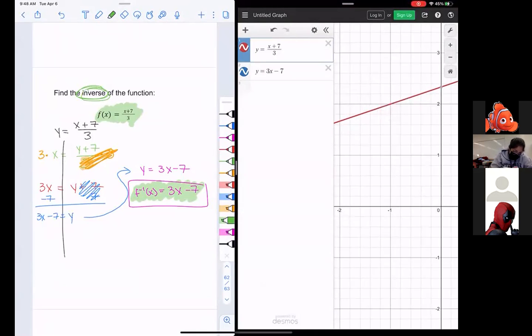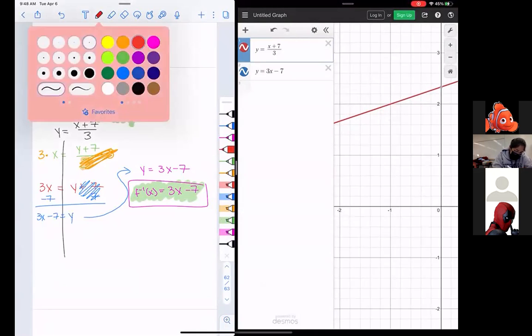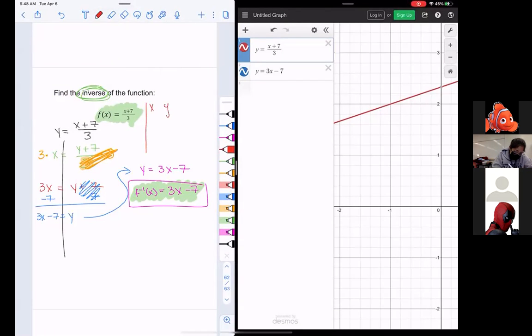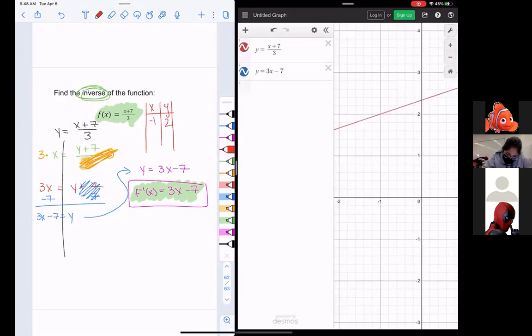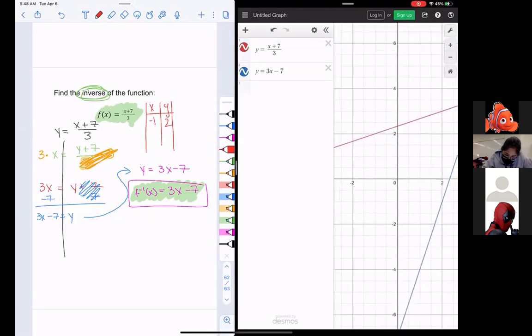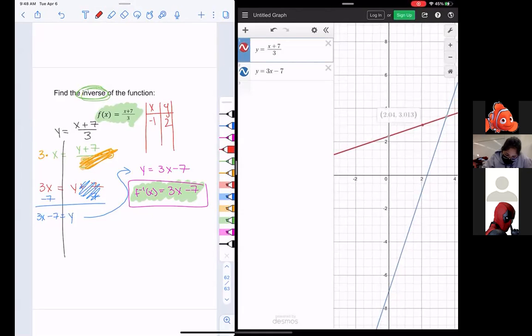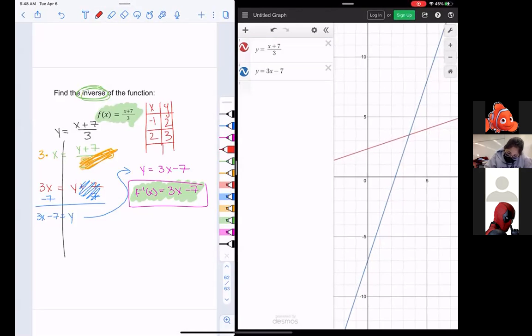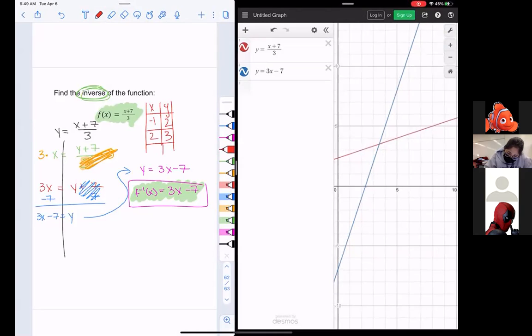We have -1, 2 for our first one. So x, y, -1, 2. Then let's look for another whole point. We have 2, 3. And then we have, no, that's not whole. Then we have 8, 5. So when we look at this table, all we want to do is flip the x and the y.